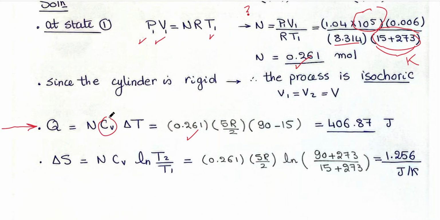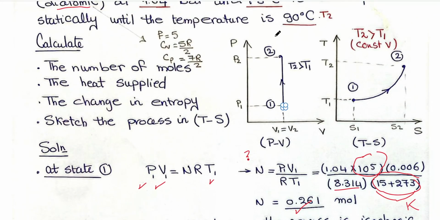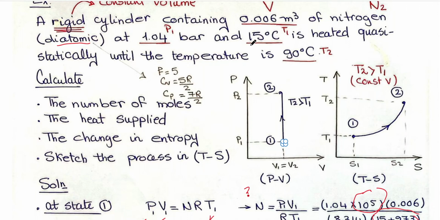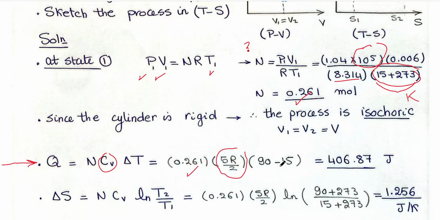Now I want to use Cv, so I will put 5R over 2 and then ΔT. Now the ΔT is T2 minus T1, T2 90 and T1 15. Because it's a difference in temperature, I can use the Celsius, because difference in temperature in Celsius is the same as difference in temperature in Kelvin.